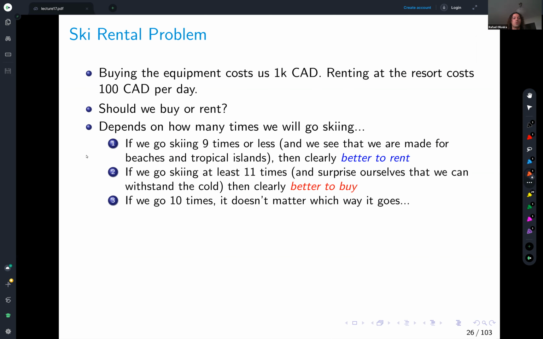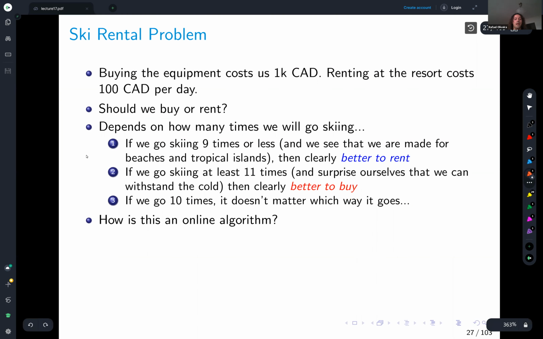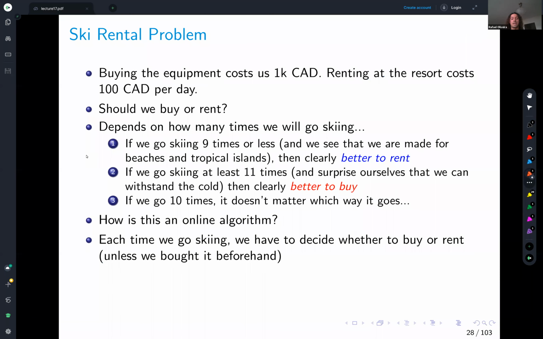Okay, so how is this an online algorithm? Like this discussion that we just had, how is this an online algorithm? Well, the online algorithm will be as follows. Each time we go skiing, we have to decide whether to buy or rent, unless we already bought beforehand, because if we bought beforehand, we don't need to rent anymore, right?